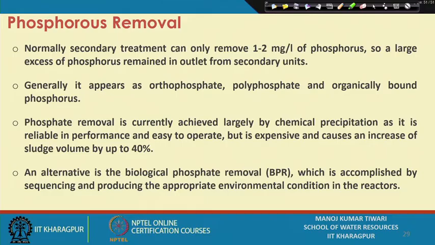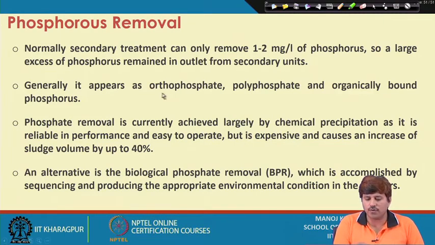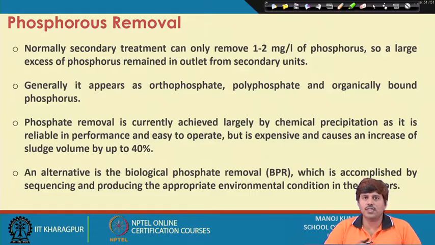Another nutrient in the water is phosphorus. Normally secondary treatment can remove 1 to 2 milligram of phosphorus, so a large excess of phosphorus still remains in the outlet of the secondary unit. There are different forms of phosphorus. It could be in the form of orthophosphates, polyphosphates, or organically bound phosphorus. The removal of phosphorus can be achieved through chemical methods or biological methods.